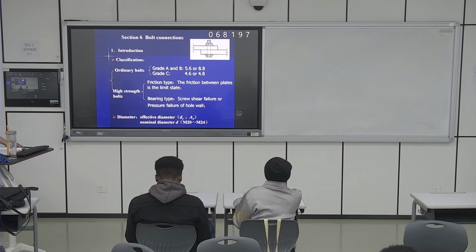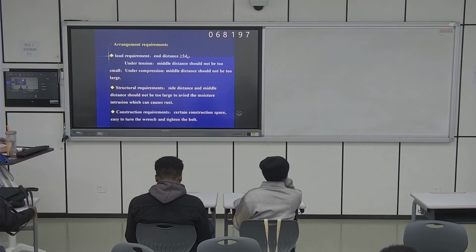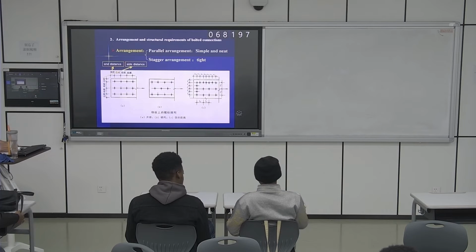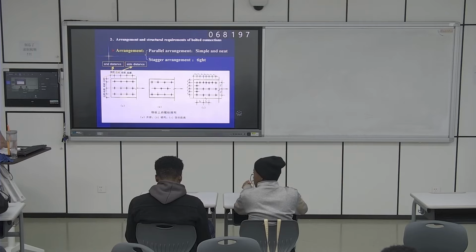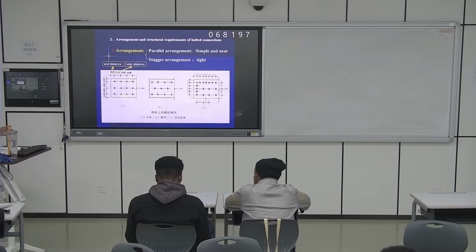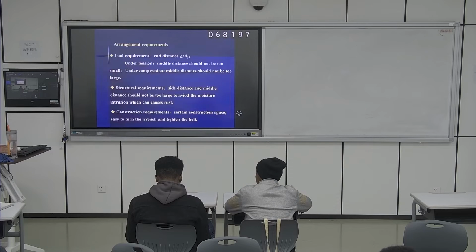Definitions: some ordinary bolt, high-strength bolt, and how to divide them. And also the arrangement for the bolts in the connection between plates, steel plates.